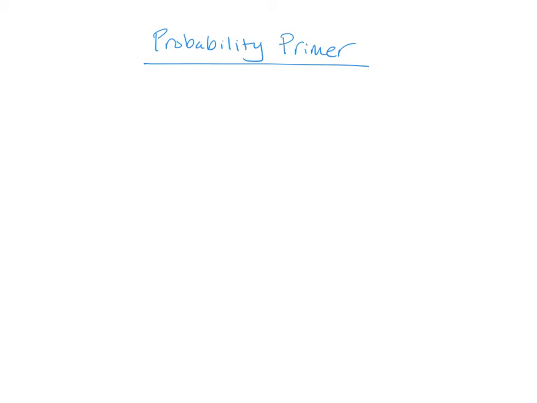Hi, this is going to be a quick probability primer to help with the project called Deuce. Okay, so we're going to talk first about flipping a coin. When you flip a coin, there are two equal possibilities, heads and tails.